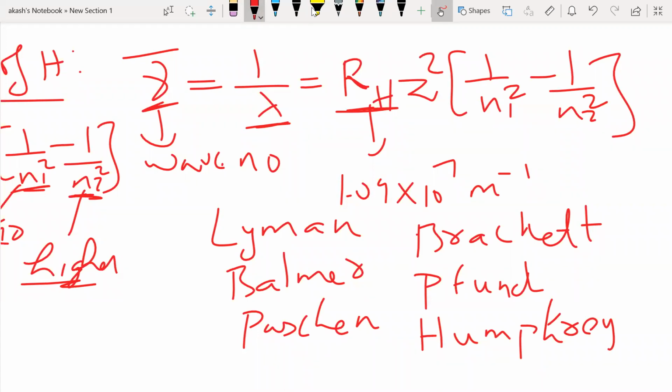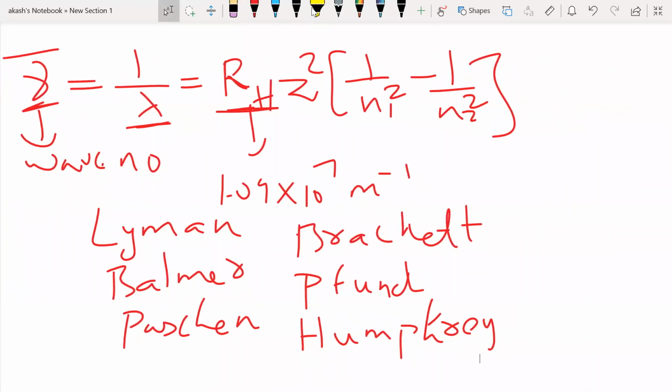Okay, so these people are actually going to work on different transitions which are going to happen between the stationary orbits. Pretty simple, guys. Remember, you are just going to look into this value, from a higher orbit to which lower orbit the electron is going. That's what is more important.